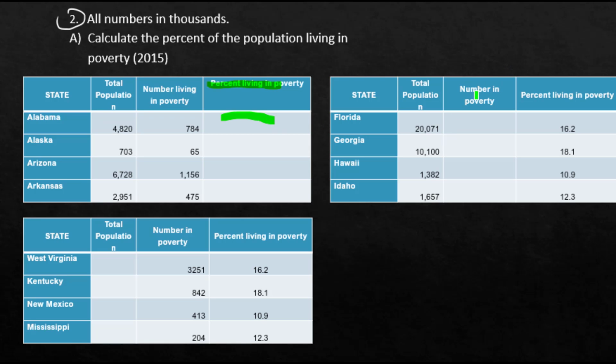In this one here, you're trying to determine the number that live in poverty. We should go here. And in this one here, you're finding the total population of the state. Now, all the numbers are in thousands. See that? That's important. All numbers in thousands. So I will just do a couple of these for you.